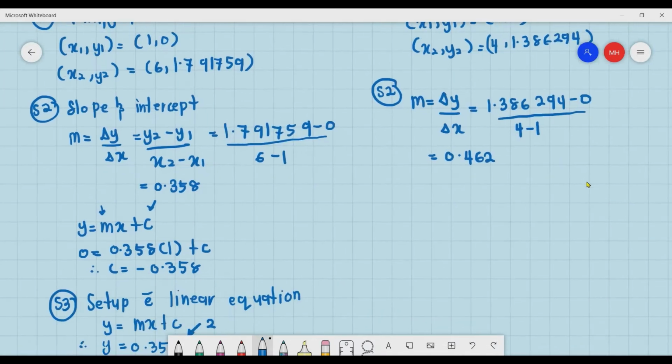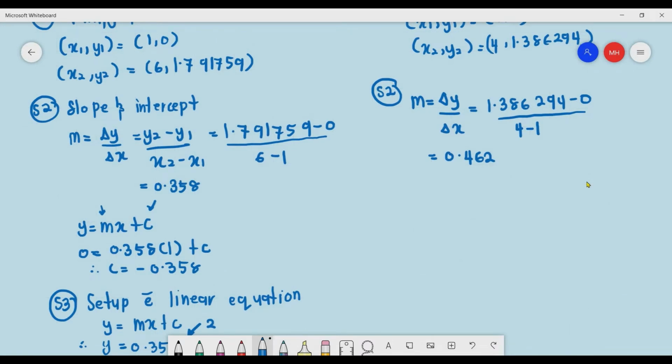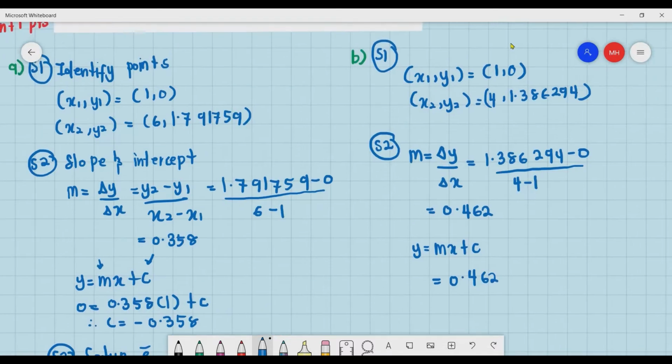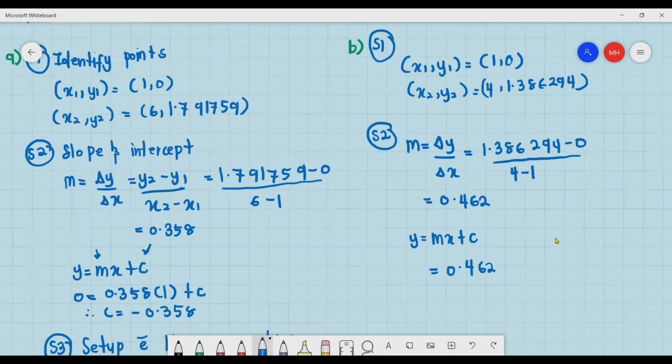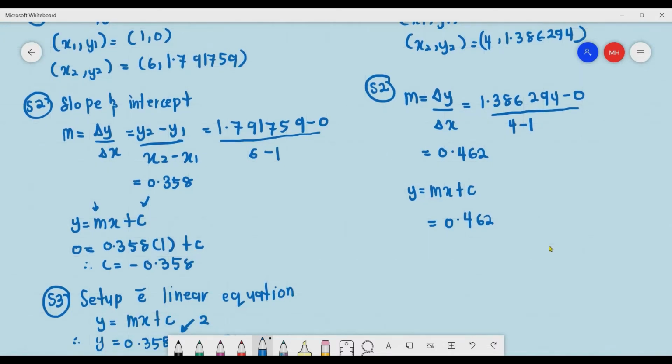Then you need to find the intercept. It's given by y equals mx plus c. We have m, which is 0.462. We take the first point here, which is 1 and 0. You also can take the second point, we'll get the same answer. So 0 equals 0.462 times 1 plus c. Therefore, c equals negative 0.462.